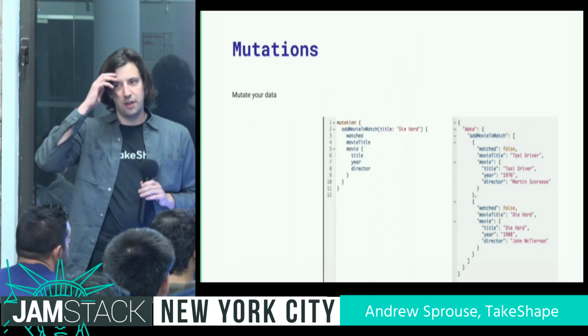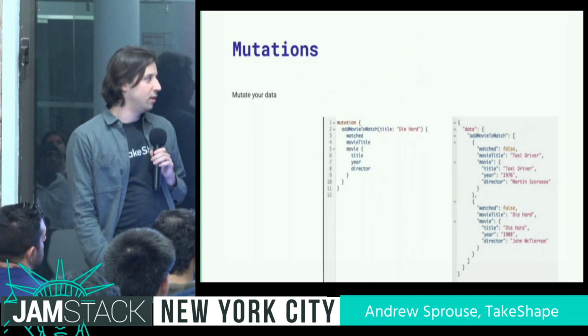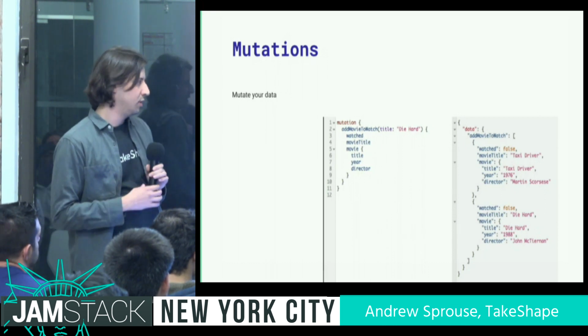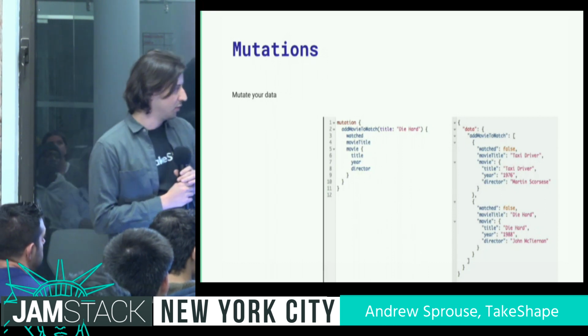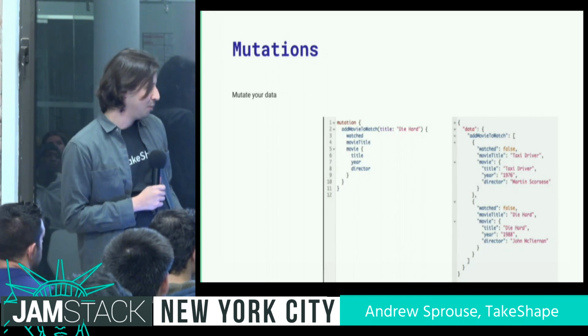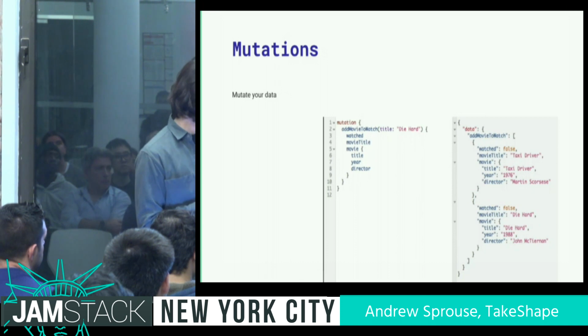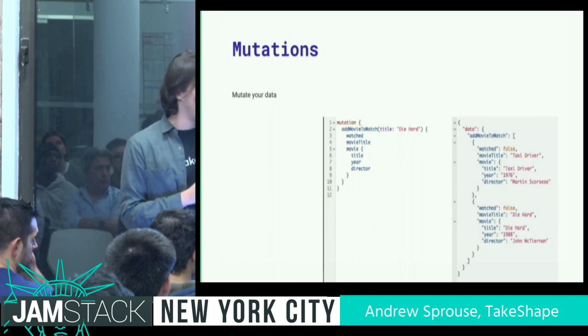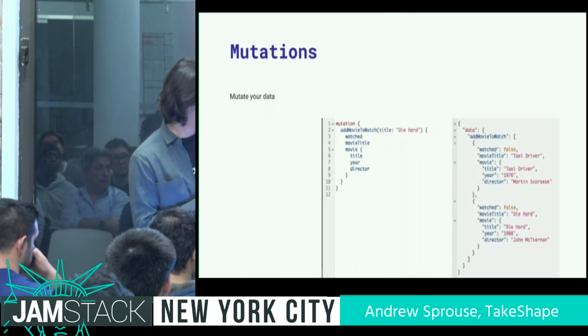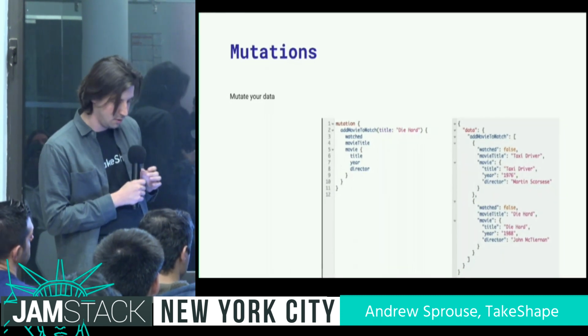So mutations are how you actually interact with the GraphQL API. And so mutations define what you're going to do with that data. So for example, here we're adding a movie to our list. We're adding Die Hard, great Christmas movie. So we're adding it here, and we also specify the format that we want back. So we have the same information coming back, so now we have Die Hard appended to our list.